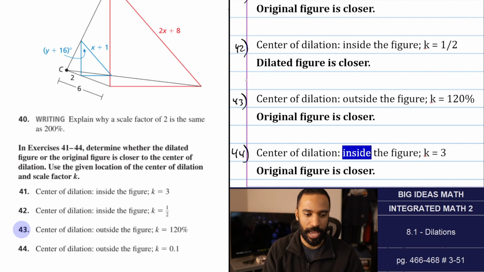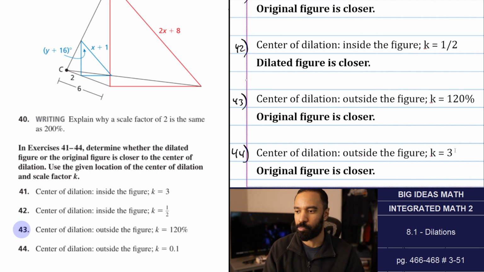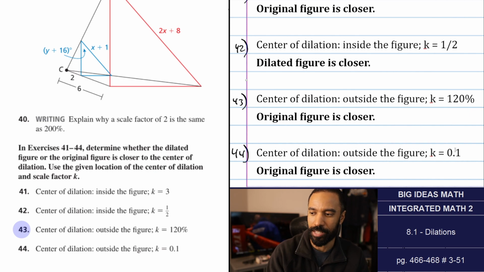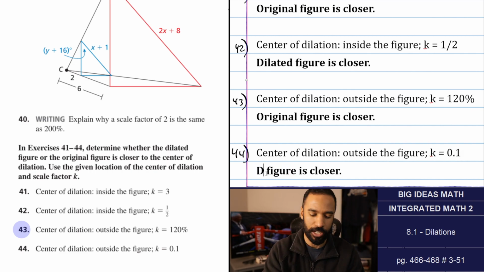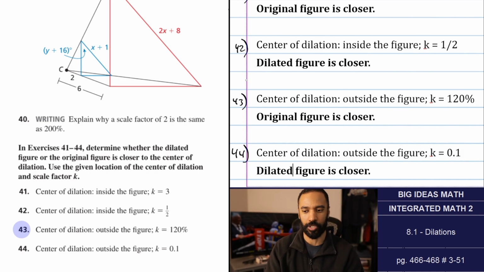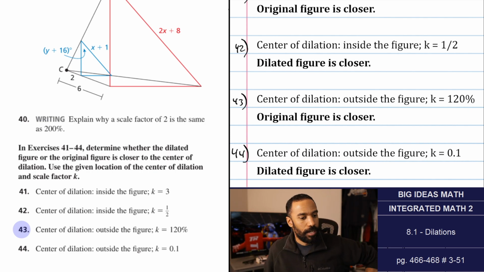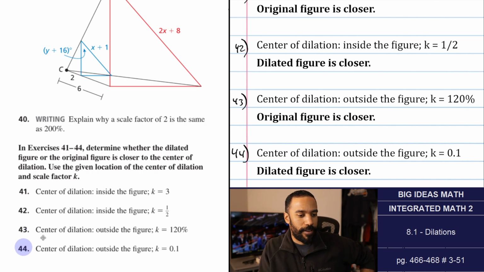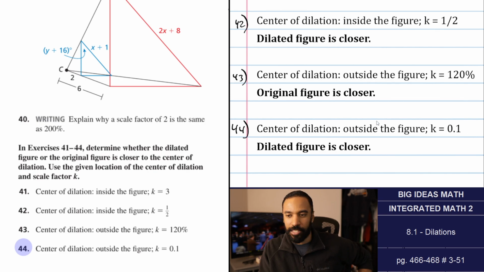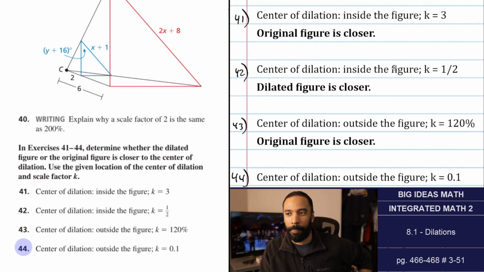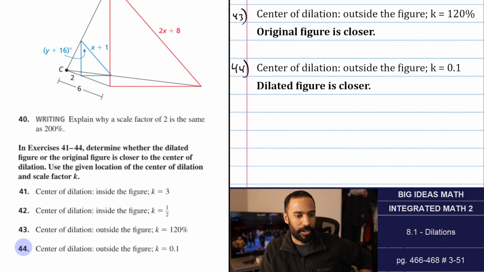And center of dilation outside the figure. K is 0.1. 0.1 is less than 1, which makes it a reduction. That means the dilated figure is closer. I don't know if I'm mistaking something there, but inside versus outside should have no bearing on whether something's closer or farther from the center.